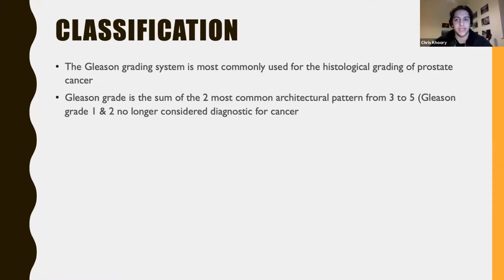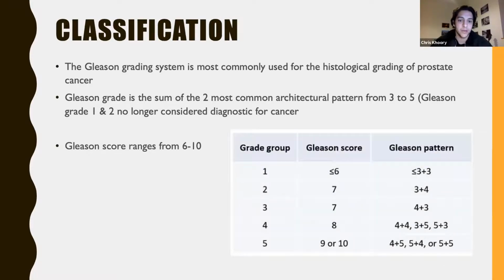So the way Gleason grading works is it's the sum of the 2 most common patterns of the cancer from 3 to 5. So Gleason 1 and 2 are no longer considered diagnostic for cancer. Therefore, the scores you can get range from 6 to 10. And those are the different Gleason groups. So you can have a 3+3, a 3+4, a 4+3, and so on. A 4+3 is a higher grade than a 3+4, because if you have a 4+3, then the 4 is the most abundant type of tissue. I know this can be a bit confusing, but if you just remember that a 3+3, so a Gleason score of 6, is a lower grade cancer, and then a Gleason score of 5+5 or 5+4 is higher grade, then that should be fine.